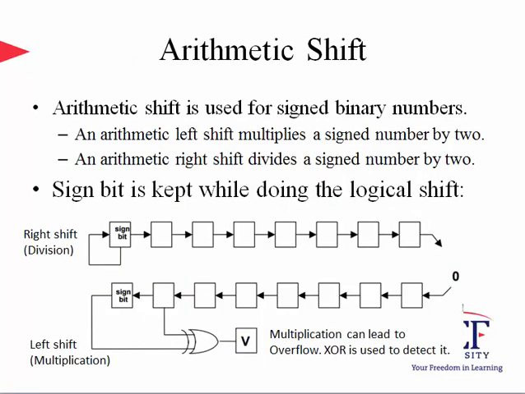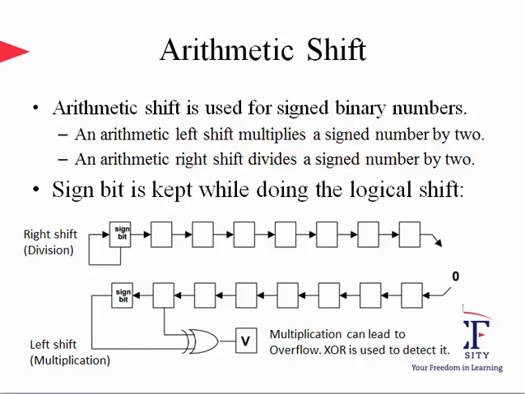Although the binary shift operation is easy to understand, when we deal with signed numbers, the shift operation must be compatible with the requirements of the arithmetic operations. That's why we call it arithmetic shift. Arithmetic shift is used for signed numbers. The left shift occurs when a signed number gets multiplied by 2, and the right shift occurs when a signed number gets divided by 2.